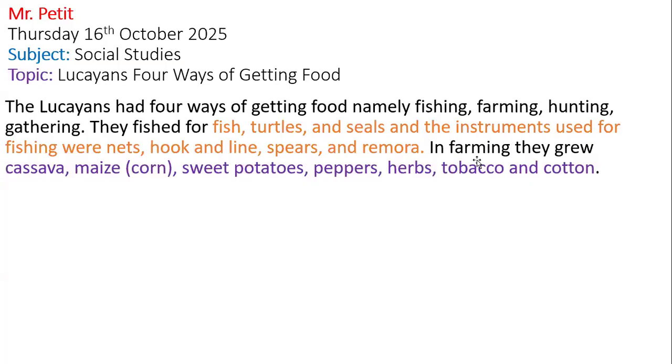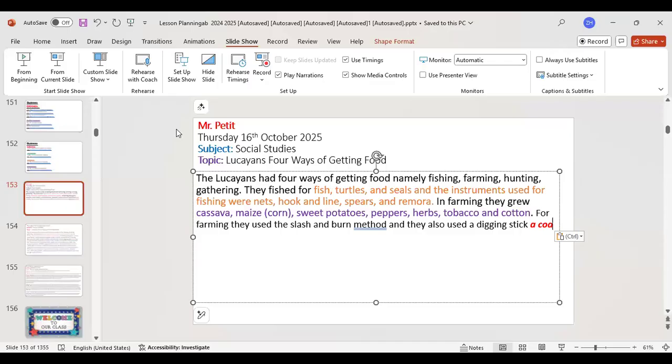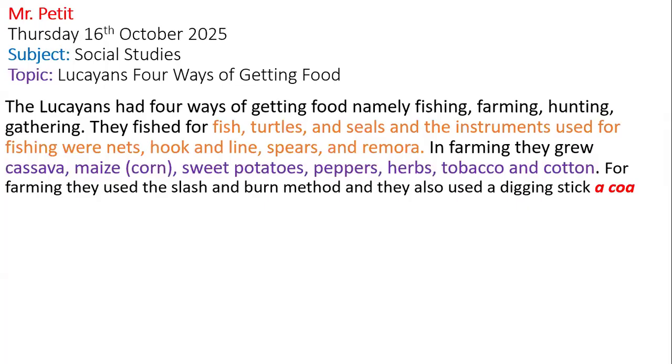And they did various crops. So they were more in the fields and stuff like that. Now they use the slash and burn method. And they also had a special stick that they used called a coea. Now, when we say slash and burn method, that is literally what it means. Slash and then burn. So they would slash the field, so basically where you cut it down, and then they would burn it.